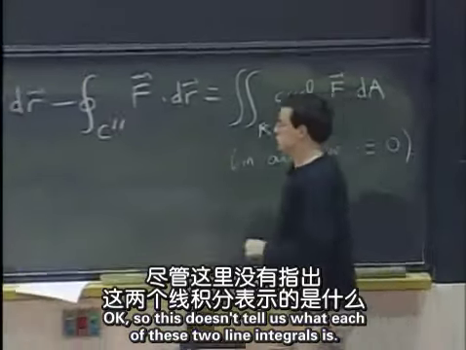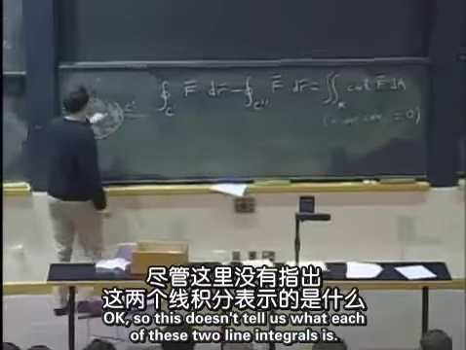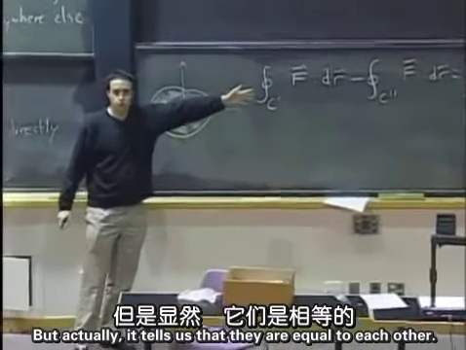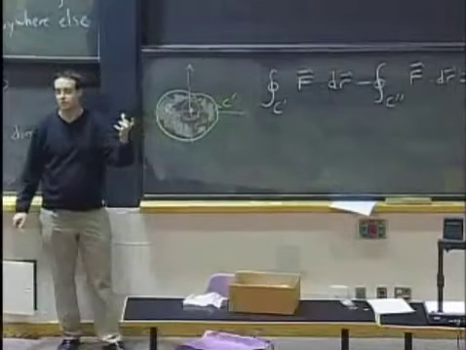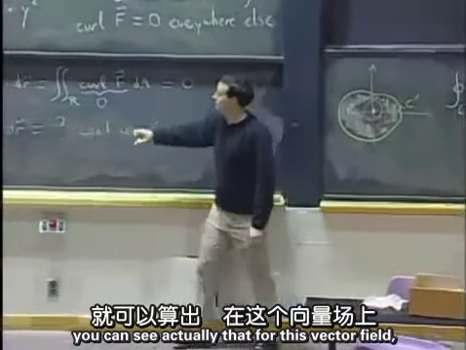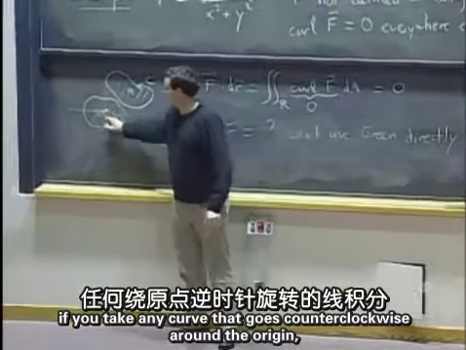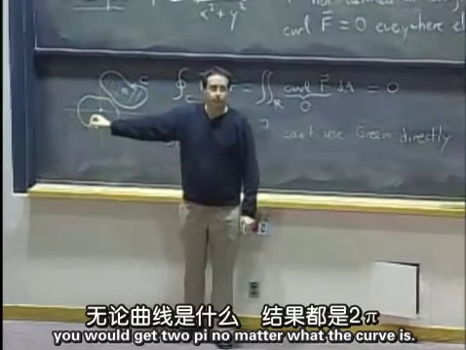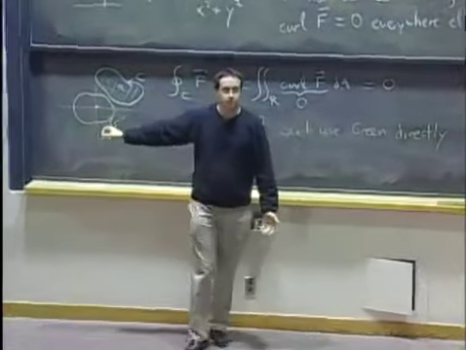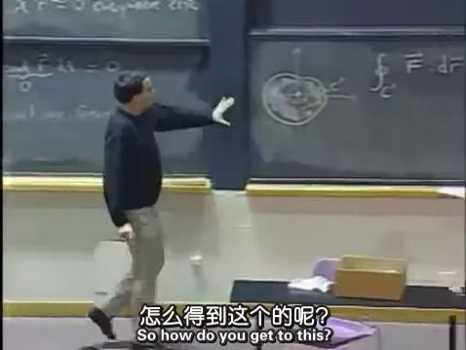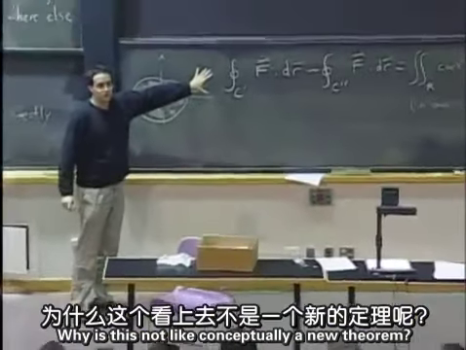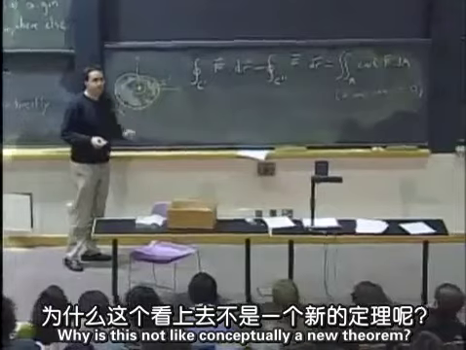Okay, so this doesn't tell us what each of these two line integrals is, but actually it tells us that they are equal to each other. And so by computing one, you can see that for this vector field, if you take any curve that goes counterclockwise around the origin, you will get 2 pi, no matter what the curve is. So how do you get to this? And why is this not conceptually a new theorem?